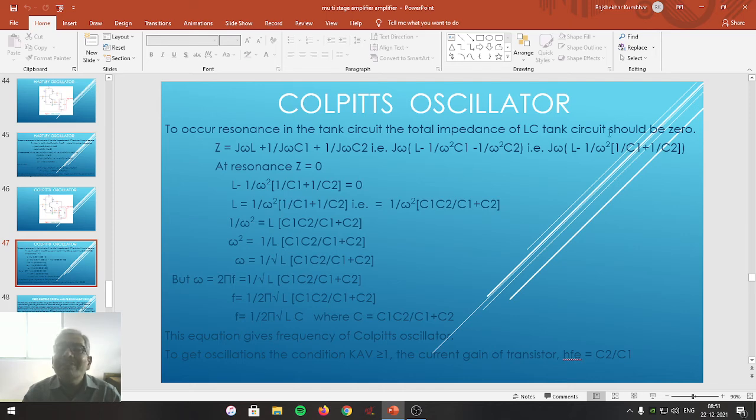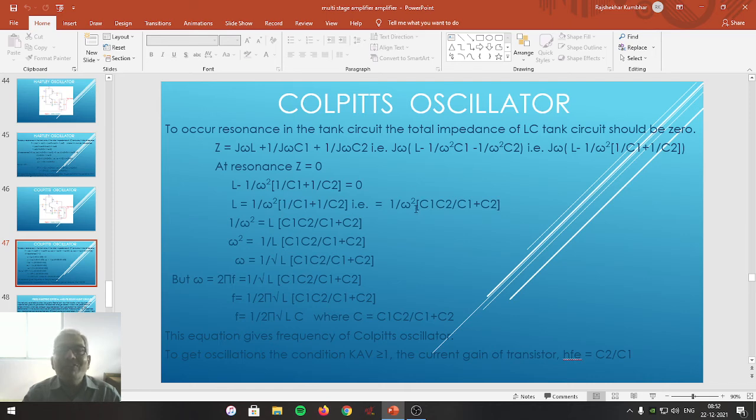Friends, this impedance at the resonating condition, to get the maximum frequency, becomes equal to 0. So that's why L minus 1 upon omega square into bracket 1 upon C1 plus 1 upon C2 is equal to 0. Transferring this term to the right side, I can write L is equal to 1 upon omega square into bracket 1 upon C1 plus 1 upon C2, and by taking LCM, that is C1 C2 upon C1 plus C2.